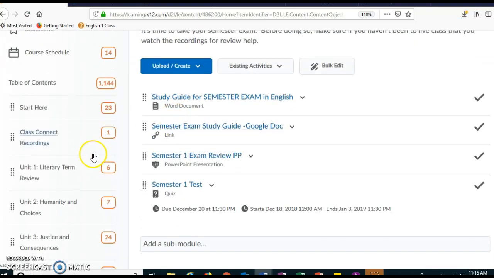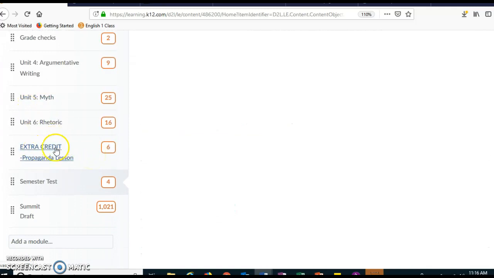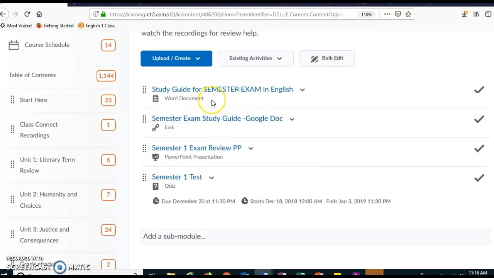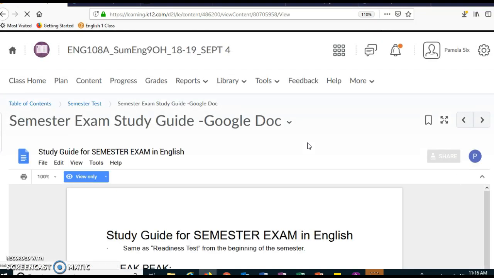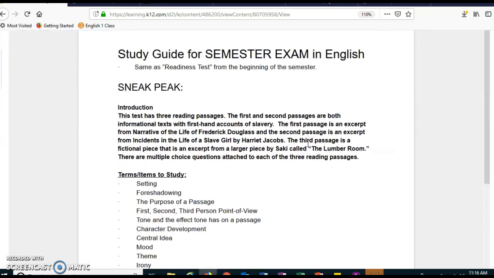But when you go into the content, you're going to see, hopefully you looked at the propaganda video, and now we're looking at the semester test. There are a couple of things that you can look at before you get there. You have a study guide, which is a Google Doc. These two are actually the exact same thing. The difference is one is a Google Doc and one is a Word document. So if one's easier for you to get to, then use whichever one you would like. I'm opening up the Google Doc just because in this view it's a little bit more friendly when you're in the class.